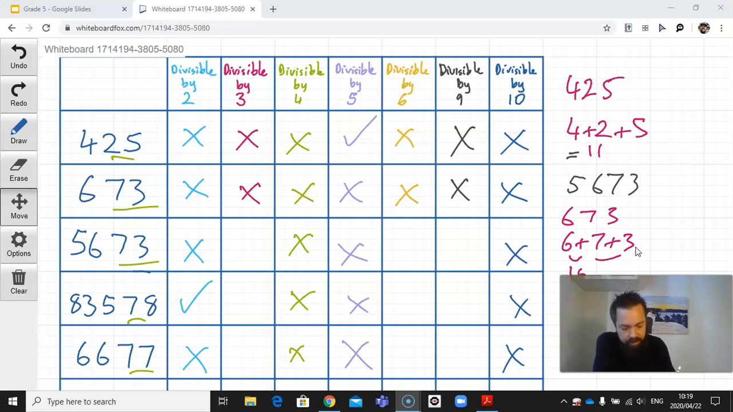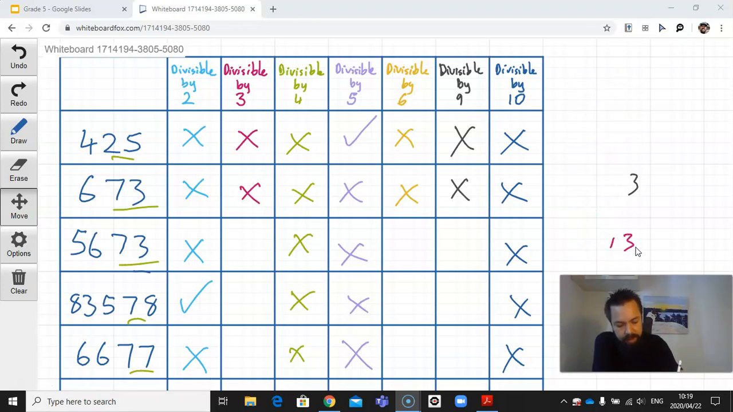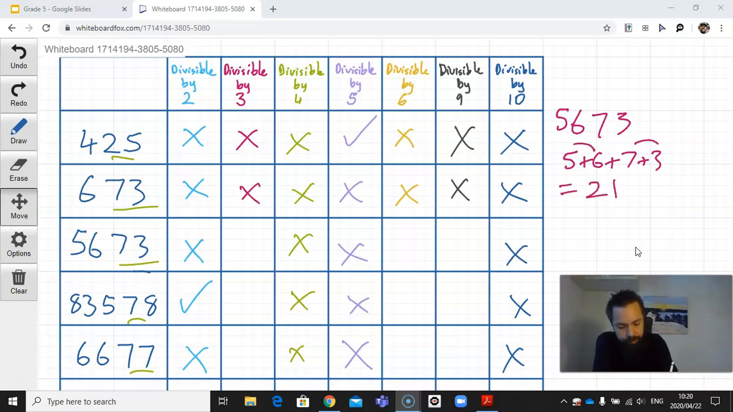Let's look at our next number. 5. Oh, I'm going to have to clear some space here. It's a little bit different on my iPad. I see I'm going to be writing behind my picture. So 5, 6, 7, 3. 5 plus 6 plus 7 plus 3. I'm going to group those together to get 10 plus 11 gives me 21. 21 is in the 3 times table. 3, 6, 9, 12, 15, 18, 21. And so it is divisible by 3.